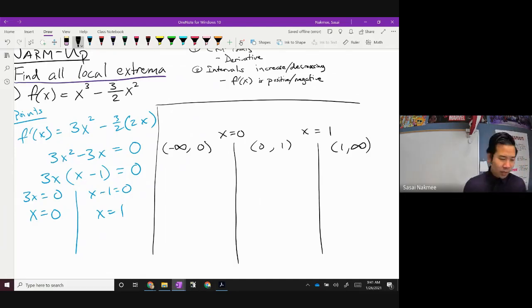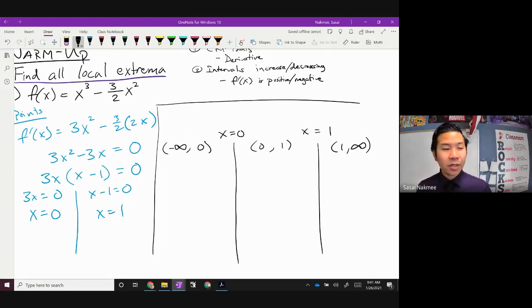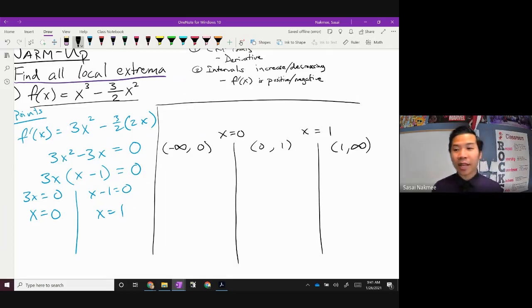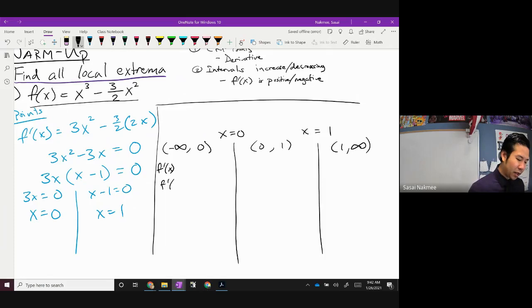Now, to find out if something's increasing or decreasing, we don't plug it into the function itself. If you plug it into the original function, that just tells you the output value. It doesn't tell you if the function is increasing or decreasing. The only thing that tells you if something's increasing or decreasing is the first derivative, f prime of x. So what I'm going to be doing here is testing a point that's less than 0 into the derivative. So someone pick a number that's less than 0 to plug into the derivative.